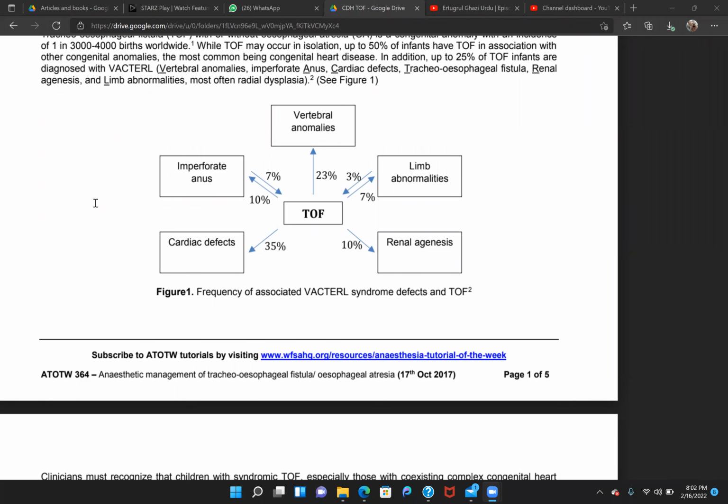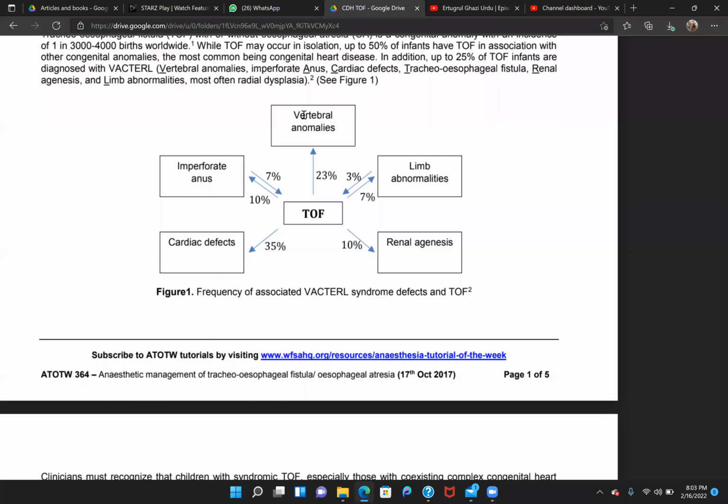Cardiac defects are more, 35%. Okay, so now next question is how will you rule out, like what investigation would you like to do if you are having this suspected tracheoesophageal fistula? Cardiac defects can be ruled out by 2D echo and ECG and X-ray.